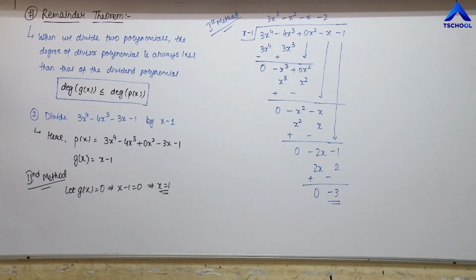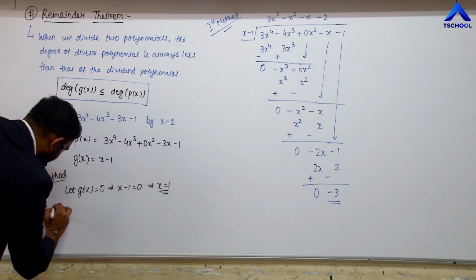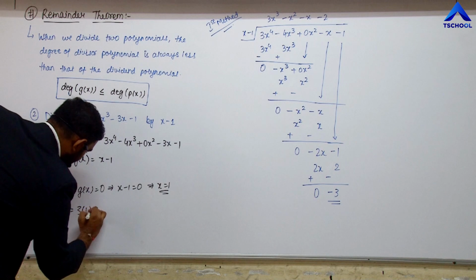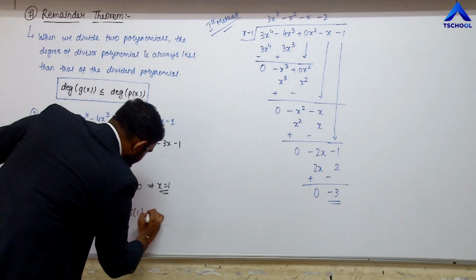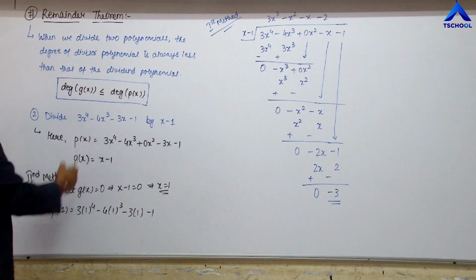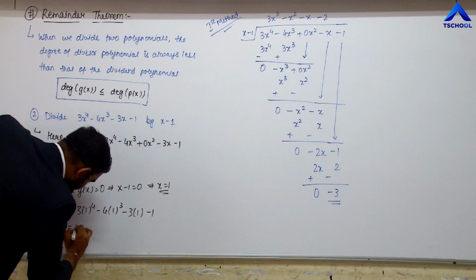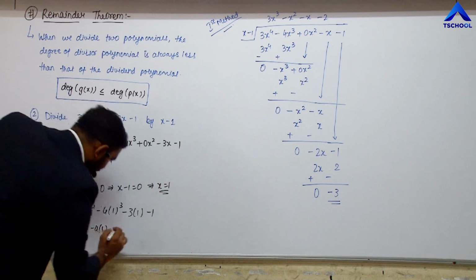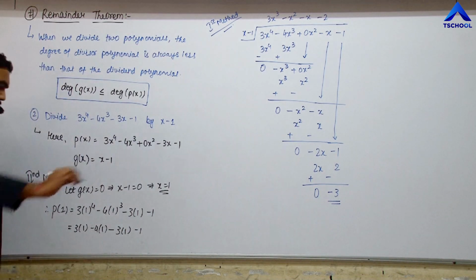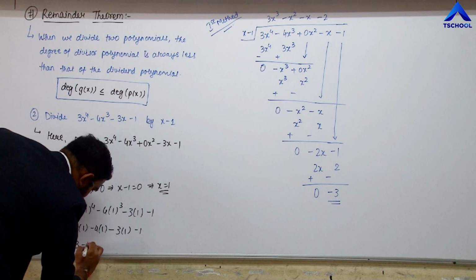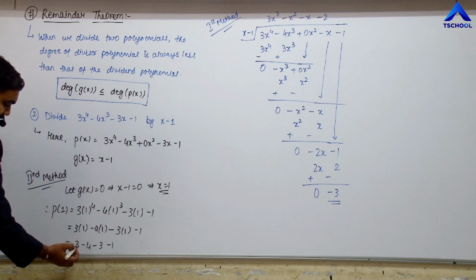Now we shall put x equals 1 in the given polynomial p of x. Therefore, p of 1 equals 3 into 1 raised to 4 minus 4 into 1 cube minus 3 into 1 minus 1. Rather than putting it here, we shall put it in the question itself. So what is 1 raised to 4? That is 1. So 3 into 1 minus 4 into 1 minus 3 into 1 minus 1. Okay, so 3 into 1 is 3, minus 4 minus 3 minus 1. So you can simply cancel out.